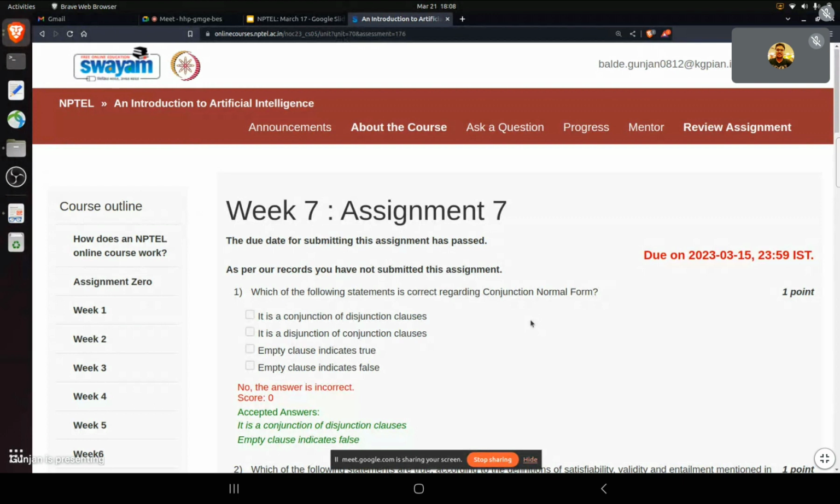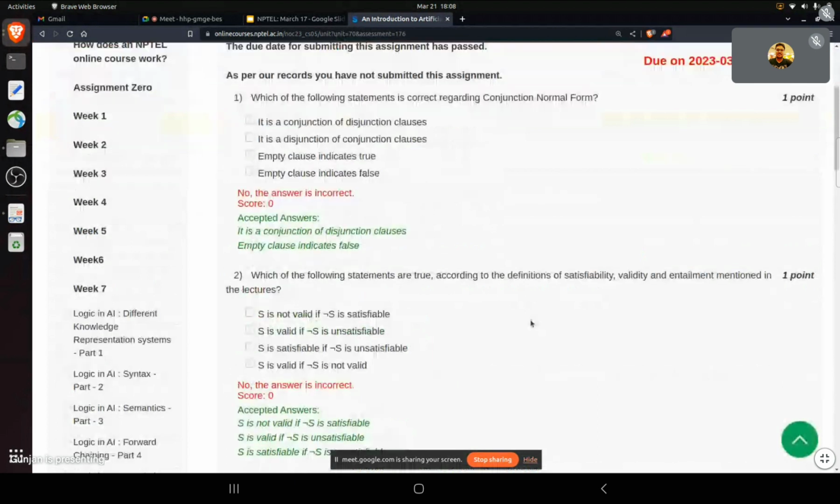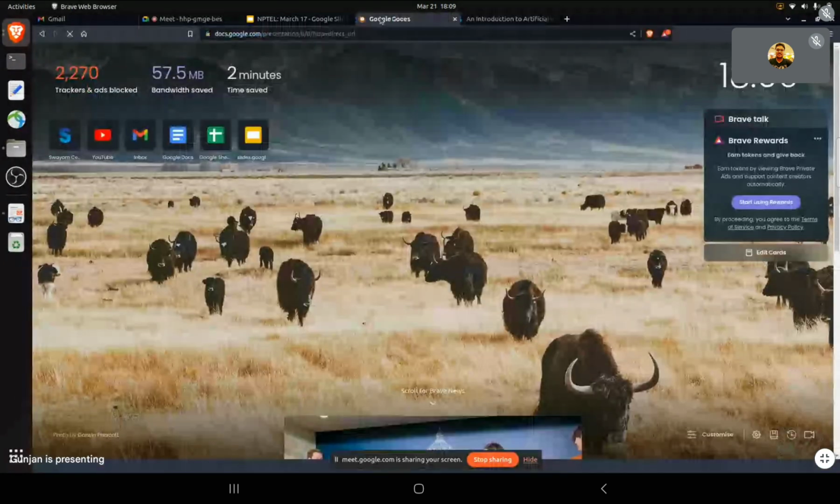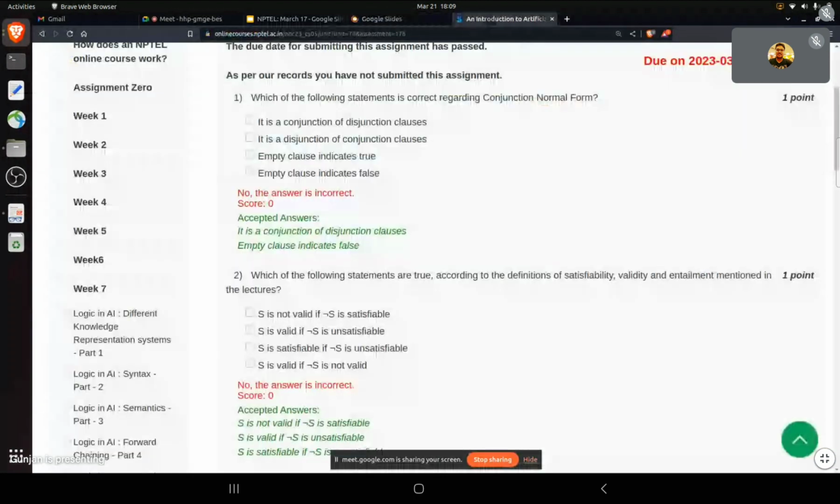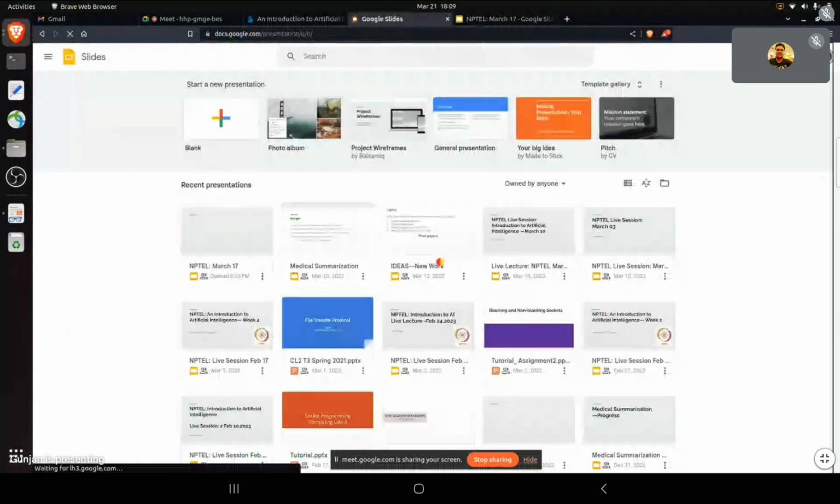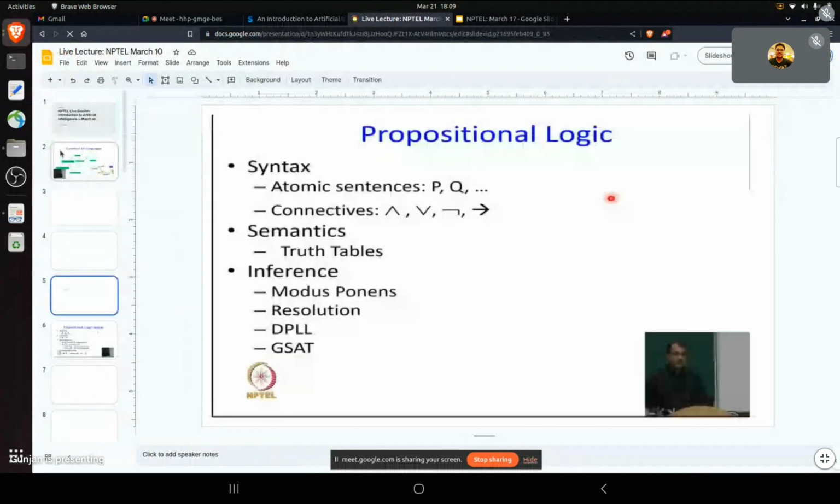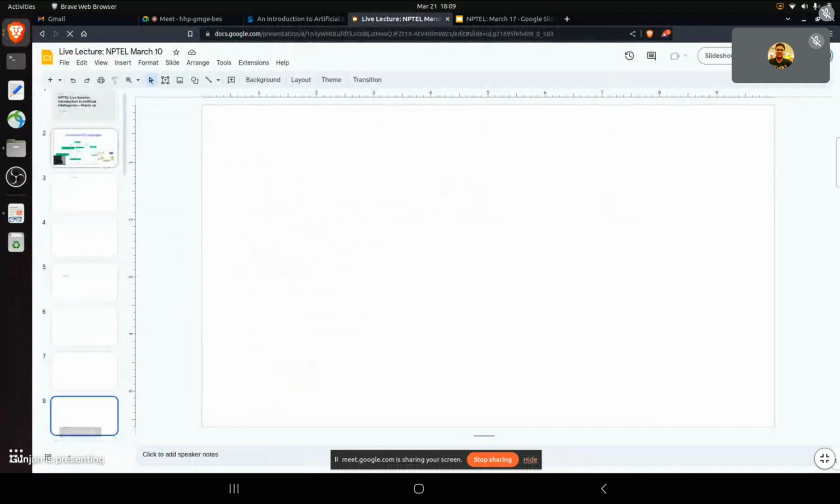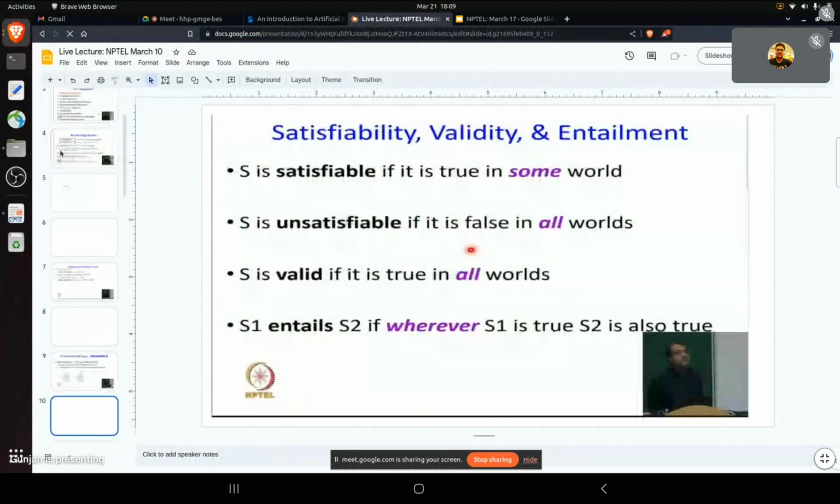Okay, going to the second one. Which of the following statements are true according to the definition of satisfiability, validity, and entailment? Do you guys remember these definitions, or do you want me to pull them up for your reference? Sir, I remember. Okay, anyways, I'll just quickly show them. So these are the definitions.